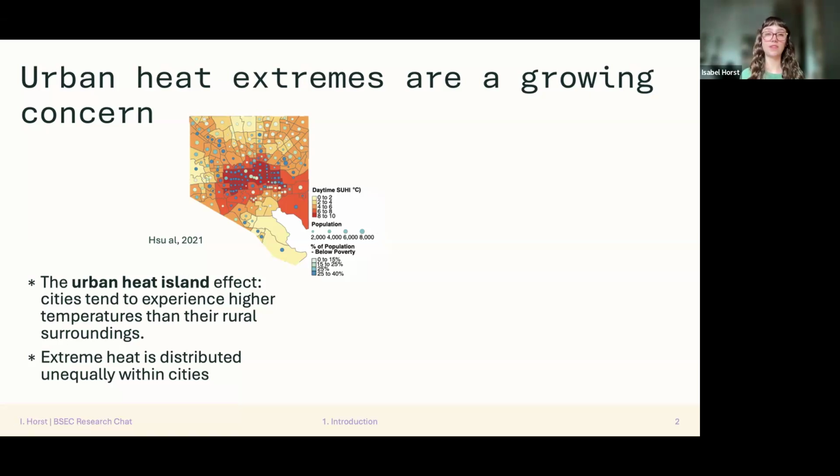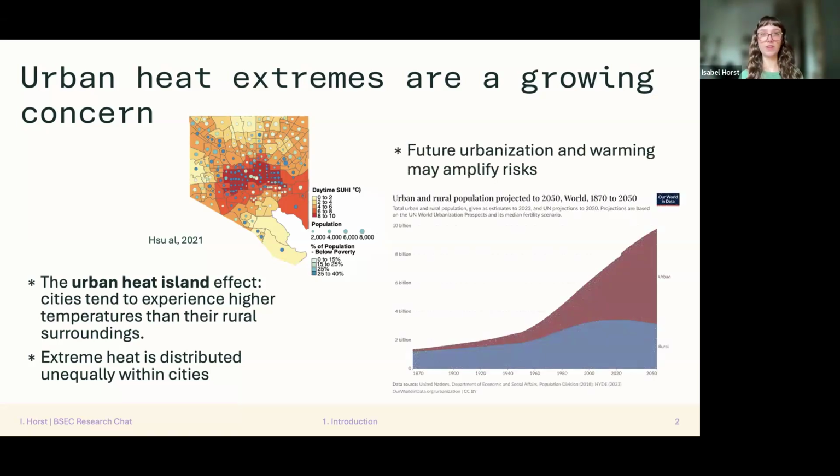And so a lot of studies have been done linking surface temperatures or some air temperatures to socioeconomic vulnerability and things like redlining. And then also in the future, urban heat is a growing concern because not only is the Earth projected to warm, but also the cities themselves are growing, and the fraction of the world population that lives in cities is growing. So in the future, an increasing amount of the world's population will be affected by urban heat extremes and urban climate in general.